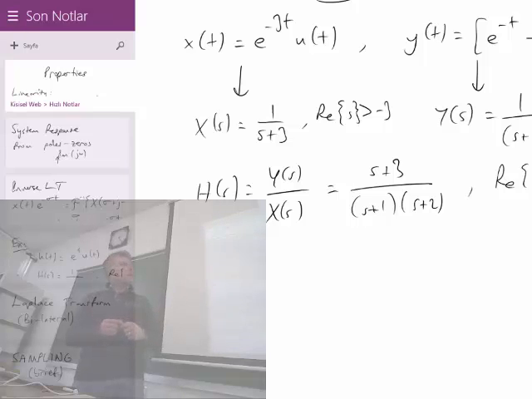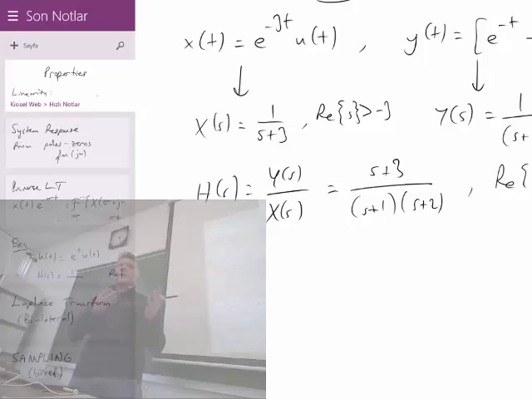How would you do that? Just split it into two terms, a over s plus 1 plus b over s plus 2, and find a and b, which yields the numerator to be equal to s plus 3. You will have two equations with two unknowns.